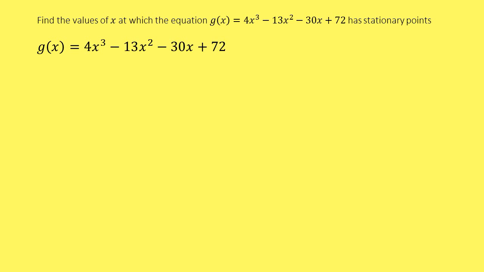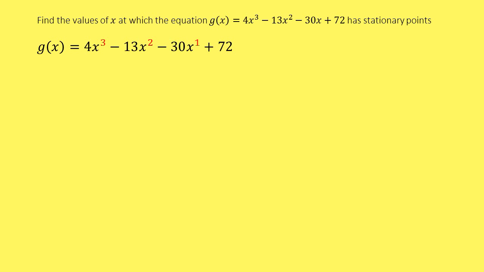The question we're going to look at in this video is as follows. Find the values of x at which the equation g of x equals 4x cubed minus 13x squared minus 30x plus 72 has stationary points. We must first differentiate the equation.